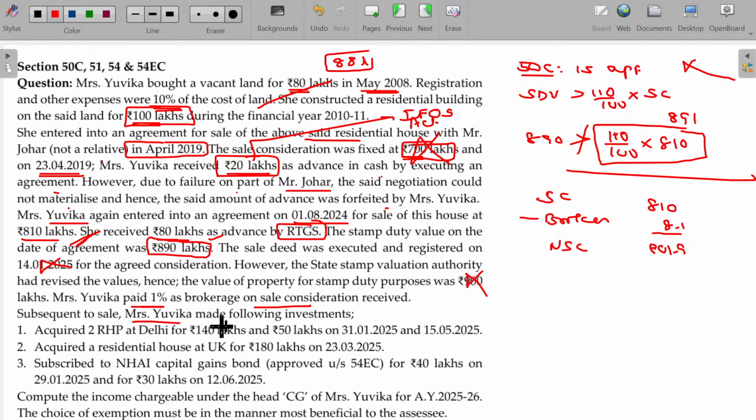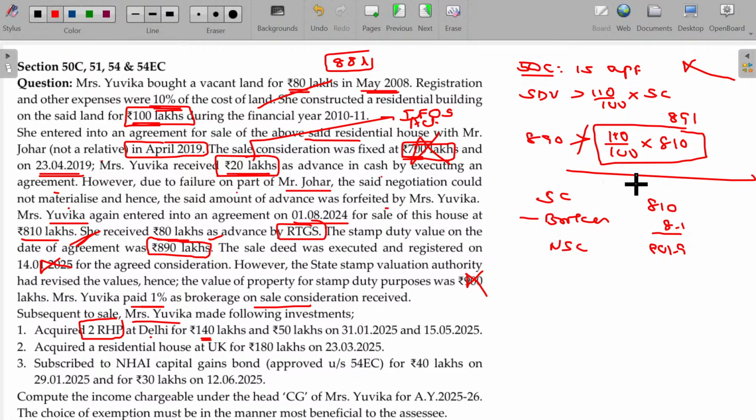Subsequent to sale, Mrs. Yuvika made the following investments. Acquired 2 residential house properties at Delhi for 140 lakhs. Section 54 deduction: how many house properties can be purchased? 2 house properties can be purchased, provided what? The capital gain should be less than 2 crores.